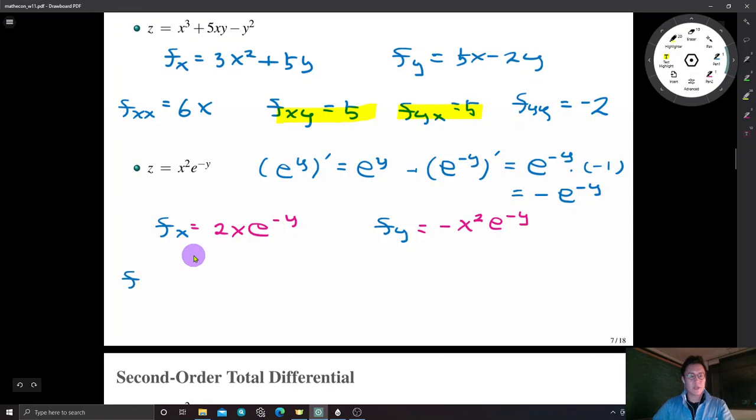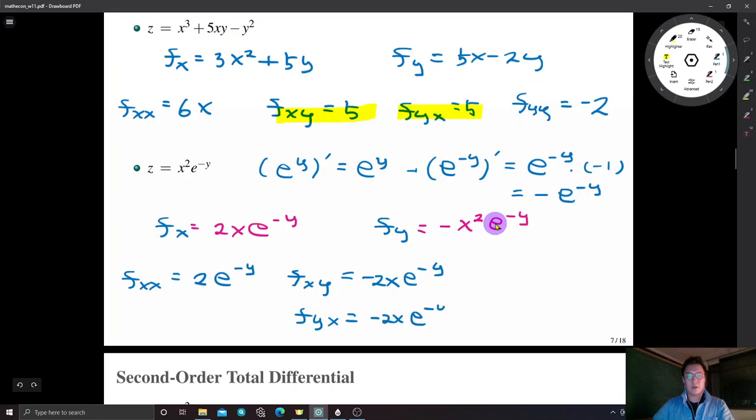Then the second partial derivatives, f sub xx. E to the minus y is a constant, so x becomes 1. We have 2 e to the power minus y. F sub xy. Now 2x is a constant, so minus 2x e to the power minus y. F sub yx, so we start from here. Now we work with this function, treating x as a variable, y as a constant. This guy is a constant. So minus 2x e to the power negative y.